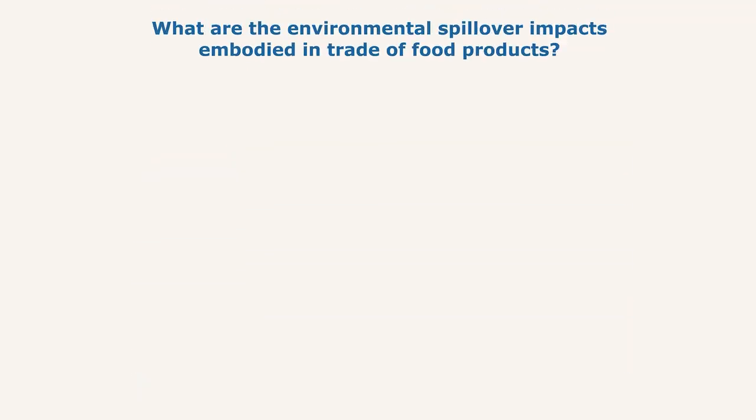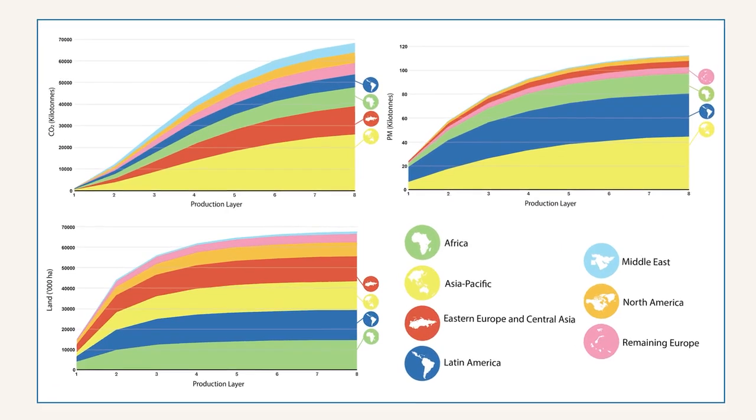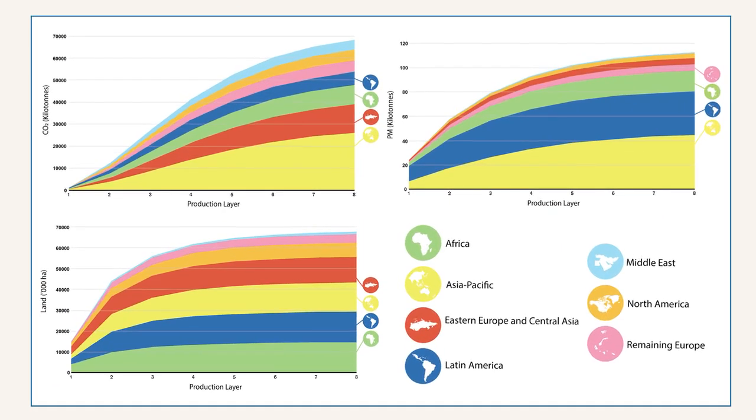Another spillover study looked at different environmental impacts associated with the trade of food products into the EU. These three charts have been created using another analytical technique that forms part of the input-output analysis suite, production layer decomposition. This allows us to decompose the impact into the various tiers in the supply chain, which are also known as production layers. The number 1 along the x-axis on each of these charts represents the first point of the supply chain, where the final consumer is purchasing the food product.